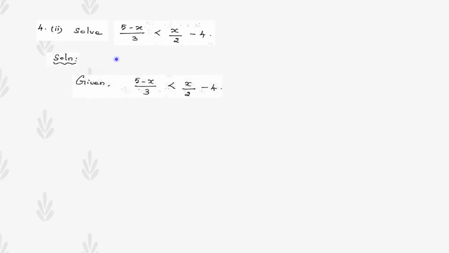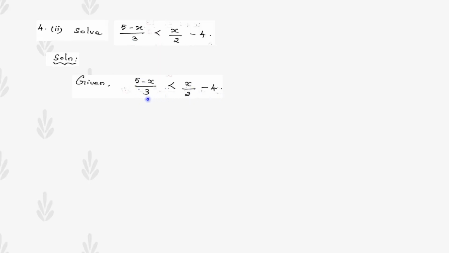Next we are going to see the fourth sum. Solve 5 minus x divided by 3 less than x by 2 minus 4. Okay. Solve means you have to find the unknown value. Here the unknown value is x. So here we want to find the x values. See the solution. First you have to write the given data: 5 minus x divided by 3 less than x by 2 minus 4.